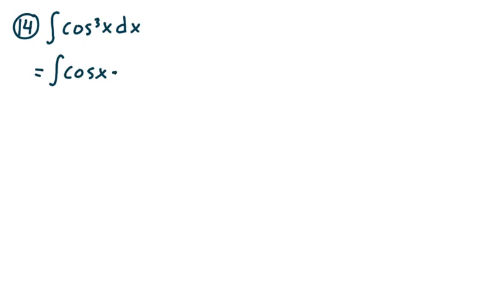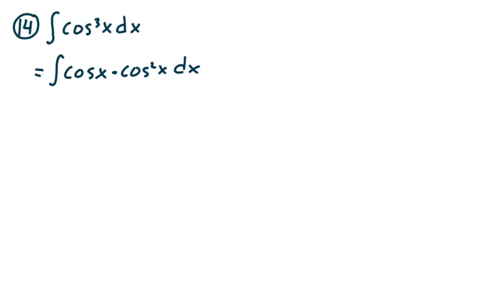Let's take a look at 14. Suppose we have the integral of cosine cubed of x dx. So when you see an odd power of cosine like that, the way we attack a problem like this is I'm going to rewrite this as the integral of cosine x times cosine squared x dx.